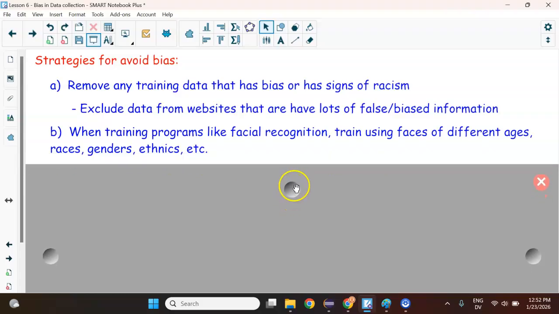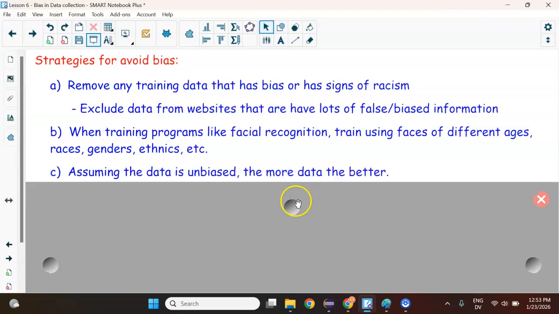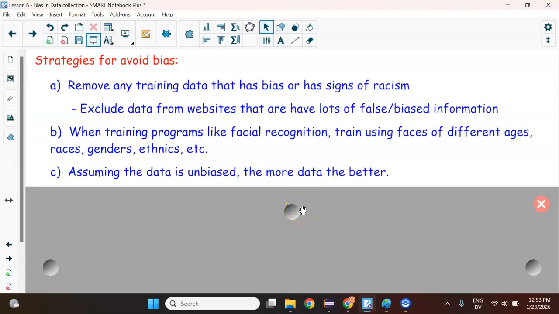Okay, and then those videos talked a little bit about that facial recognition that had problems recognizing the faces of minorities and faces of women. Generally the way to avoid that is, when you're training, try to train on the most diverse set of data that you can. So faces of all different ages, heights, races, genders, ethnicities, as much as you can, so that the model learns to recognize all different types of faces, not just specific types of faces. Okay, and generally speaking, the more data you get, the better.